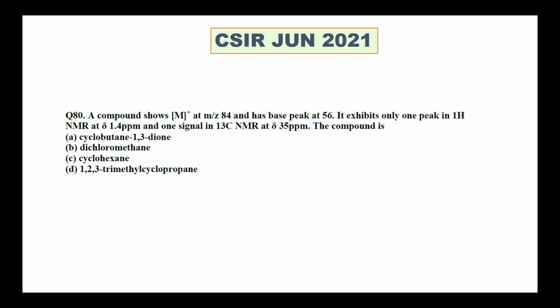Next problem is June 2021. They have given the mass data. Since I have not yet covered the mass, I may just skip this. They're asking for only one peak in proton NMR at delta 1.4, and one signal in carbon NMR at delta 35 ppm. They're asking what the compound is. Now they've given four options. Since they've asked for only one proton signal and only one carbon signal, based on that itself we can rule out cyclobutane 1,3-dione.